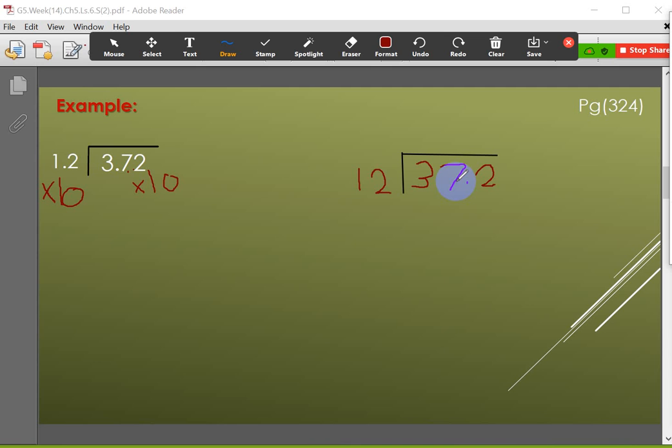37 by 12. How many 12 in 37? I put it under. I will wait a minute. Okay, I think it's 3. Let's try 3. 3 multiplied 2 equals what? 3 multiplied 2 equals 6, and 3 multiplied 1 equals 3.